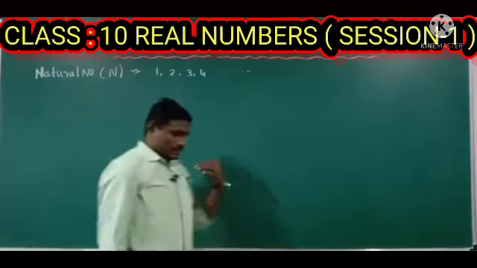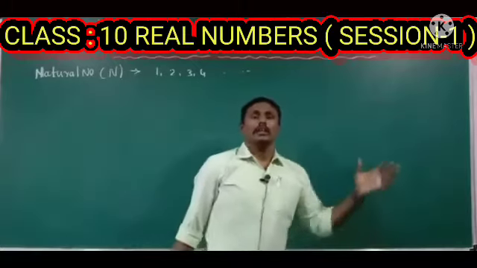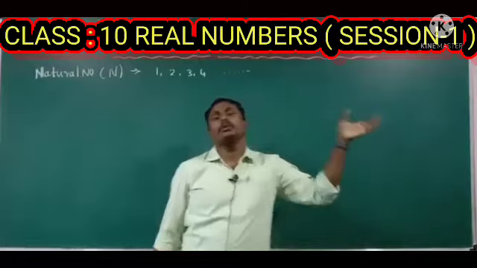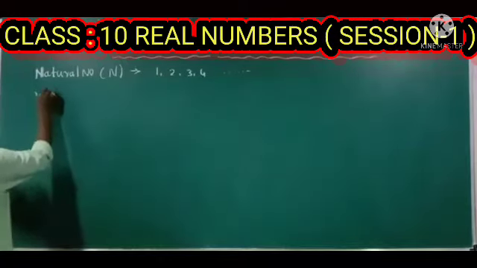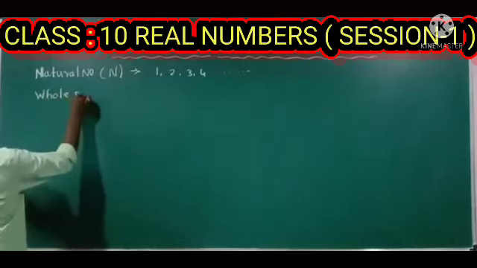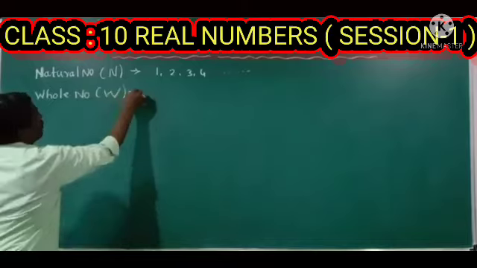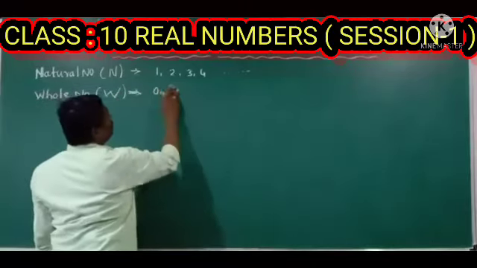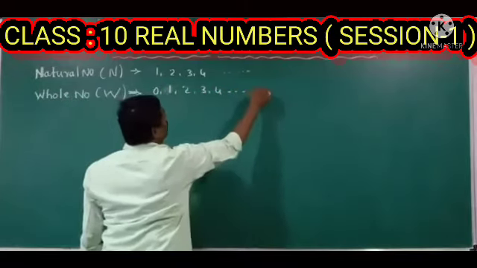Now the next one, the whole numbers. Whole numbers are the numbers which start from 0; we call them whole numbers. These whole numbers are represented with the symbol W. So whole numbers start from 0, 1, 2, 3, 4 and so on.